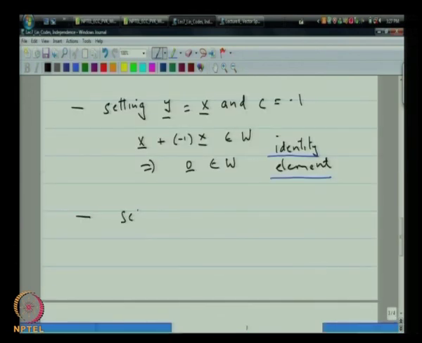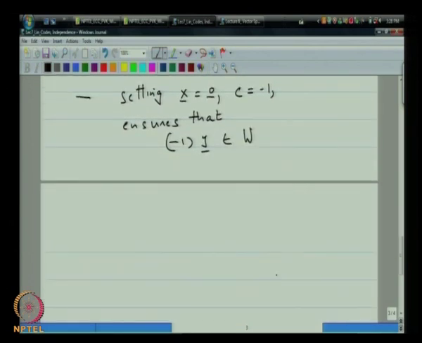Setting x equal to 0, C equal to minus 1 ensures that minus 1 times y belongs to W, which is equivalent to saying that minus y belongs to W. So, that is verifying the presence of the inverse.